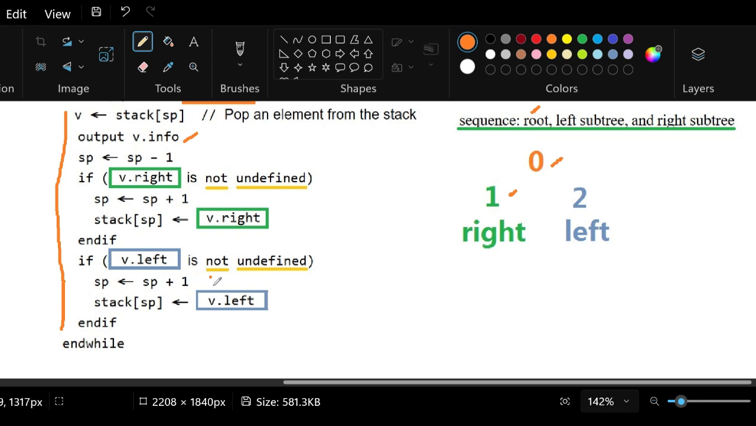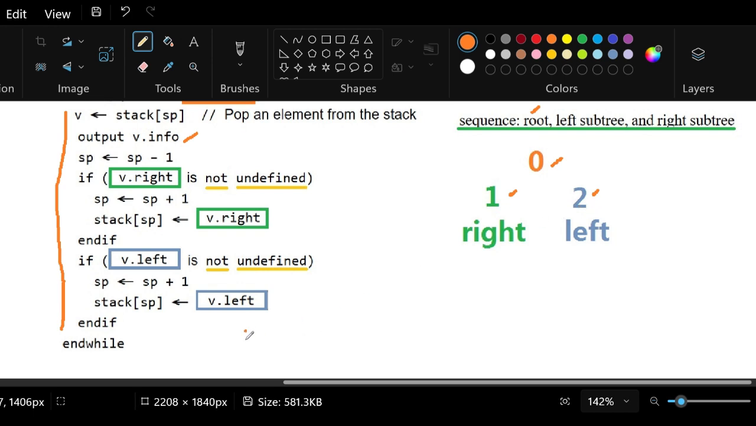Okay, now the next thing that we need to do is look at the element to the left of the root and see if it's not undefined, if there's an element there or not. And if there's an element, then we need to make a +1. So from 1 now we go to 2 and we put the value of the element to the left of the root on the stack at 2. That's why we get something like this.